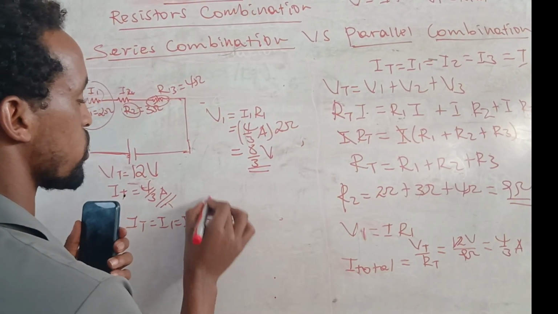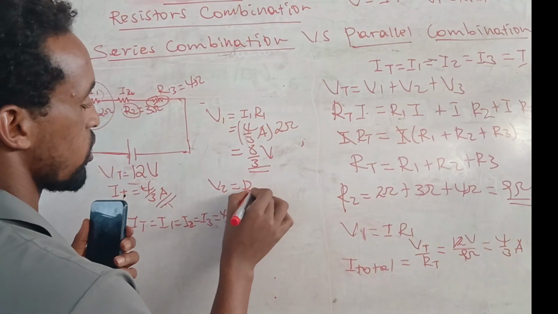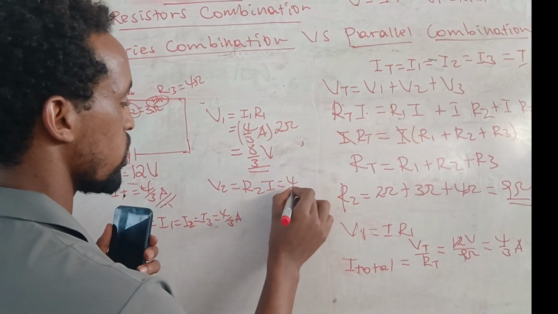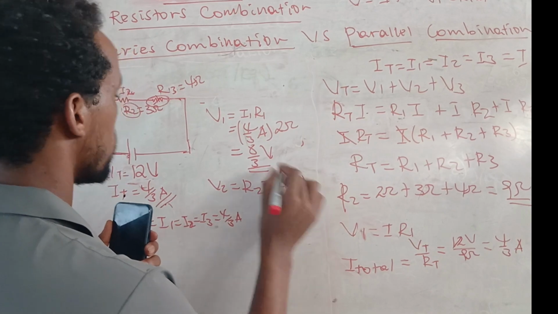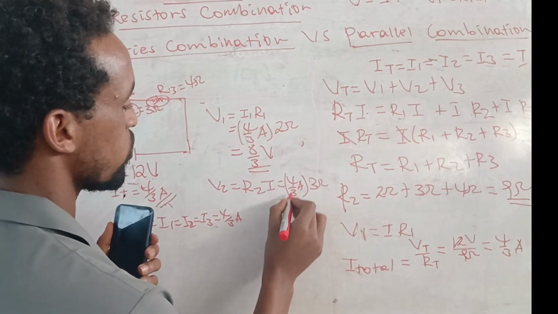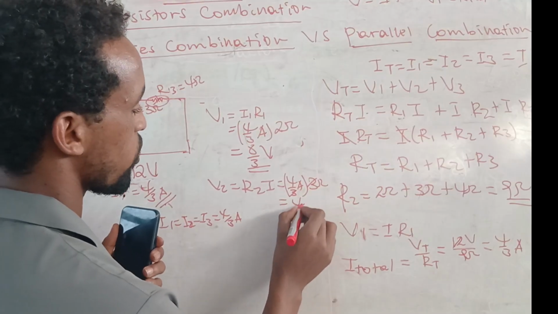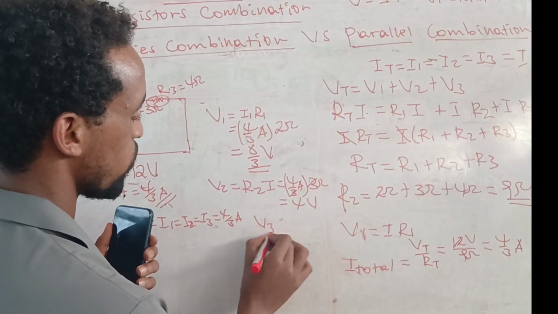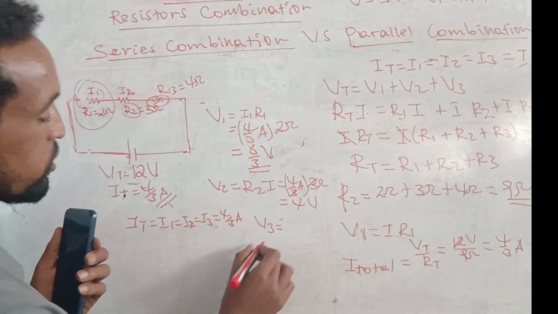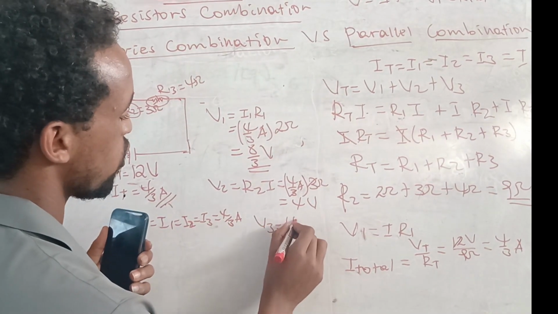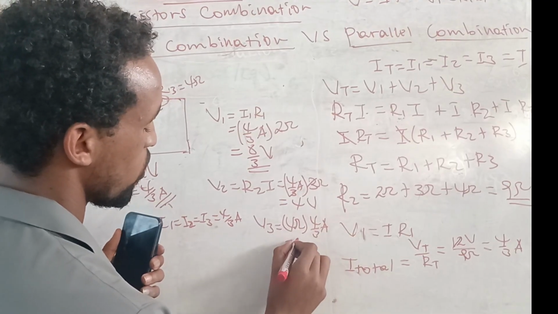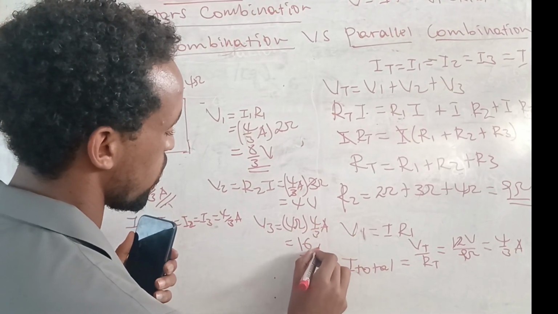This much is passed. What about V2? The same thing. R2 times I, which is 4 over 3 ampere times the resistance of 3 ohm, which is 4 volt. And V3, the voltage through the third resistor, is 4 ohm times 4 over 3 ampere, which is equal to 16 over 3 volt.